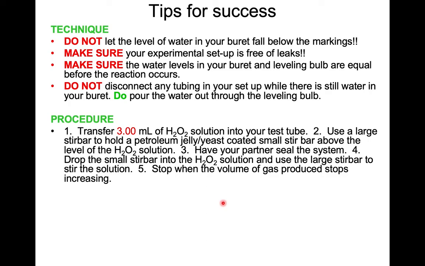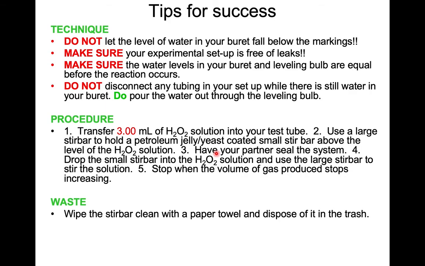So here's a shortcut for your procedure. Transfer exactly 3.00 mLs of H2O2 solution into your large test tube. Use a large stir bar to hold a petroleum jelly/yeast coated stir bar above the level of the H2O2 solution. Have your partner seal the system. Drop the small stir bar into the H2O2 solution and use the large stir bar to stir the solution. You will stop when the volume of the gas produced stops increasing.